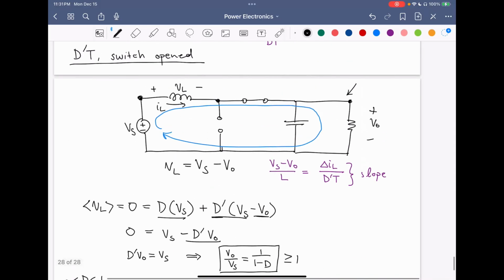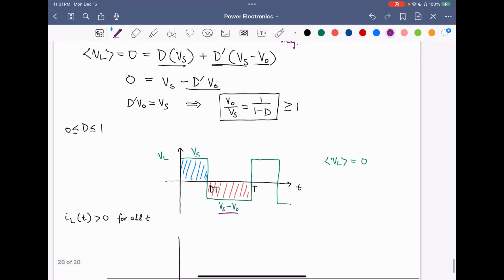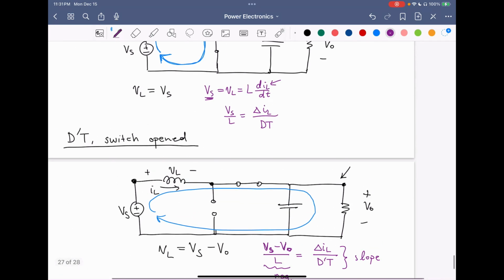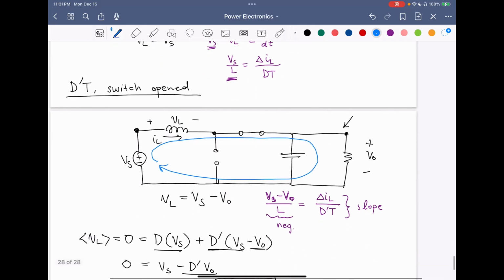And note that this value here is negative. And it's negative because V out is greater than Vs, as we have also demonstrated here in this waveform. While here, note that it's positive. So the inductor current essentially is increasing in this interval, and it is decreasing in this interval.